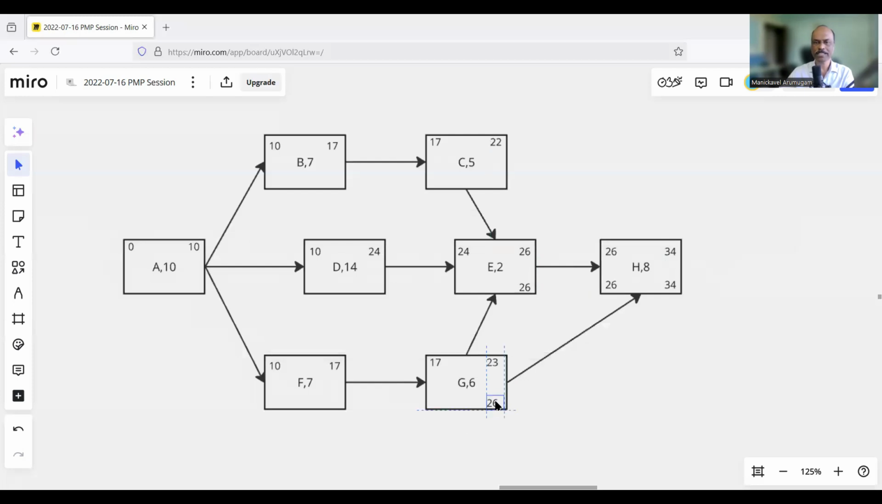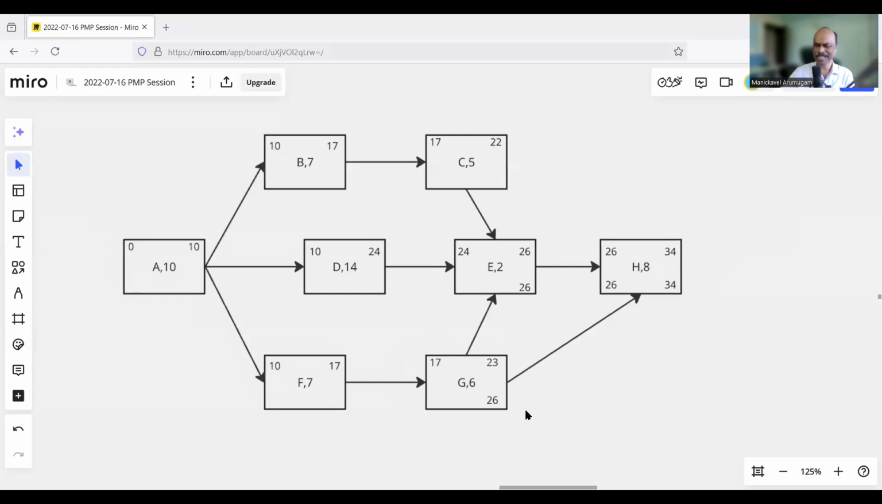In case H must start by 26, then when must E and G finish? E and G must finish on 26, then only H can start on 26. Now let's look at G. Of course, for G, I also have to look at when E must start. So in fact, for G, there are two successors.